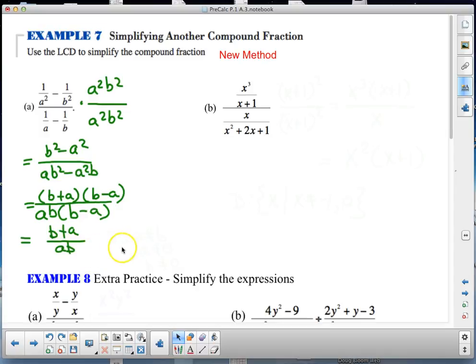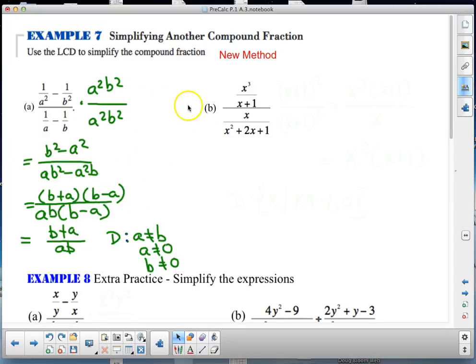Now, when I'm looking at this, I'm not going to have the restrictions that I normally would have. I just know that a can't be b, a can't be 0, and b can't be 0. Okay? So I'm just going to write those in as the domain. a and b can't be the same value, otherwise this will be 0 on the bottom.